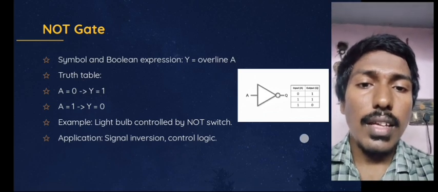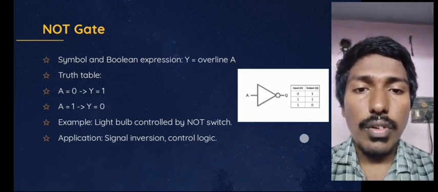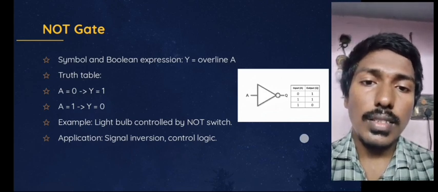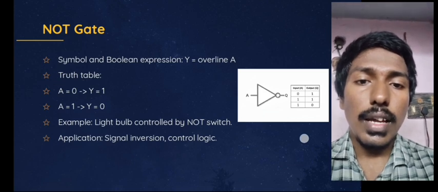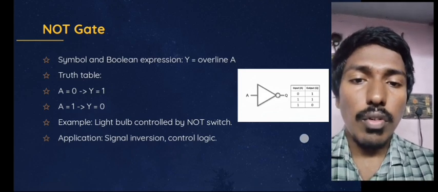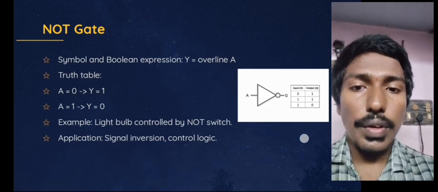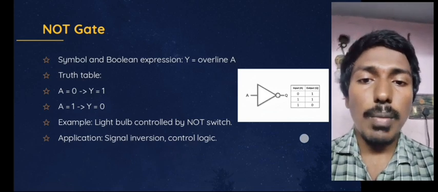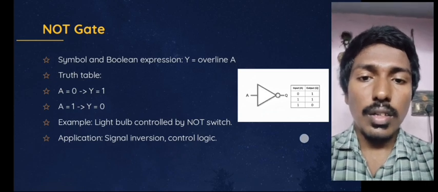If you give A, the output is A bar or Q bar. In the image, if you give 0, the output is 1. If you give 1, the output is 0. That's a small mistake in the image. In the truth table, if you give 0 the output is 1, the complement of the input. If you give 1, the output is 0.